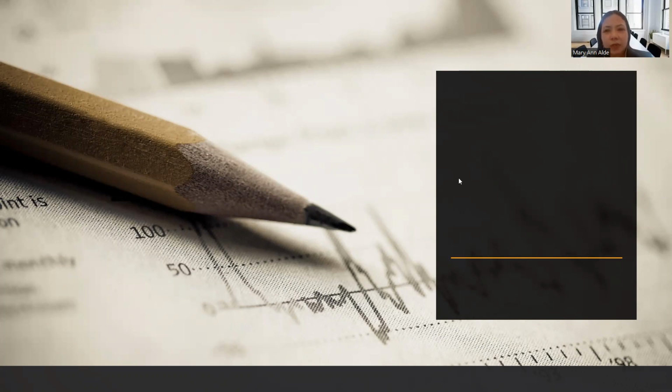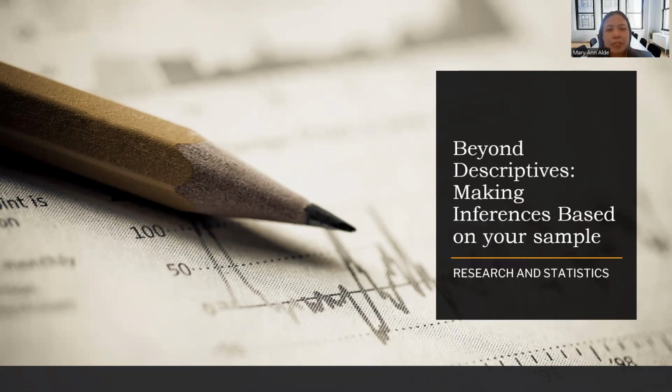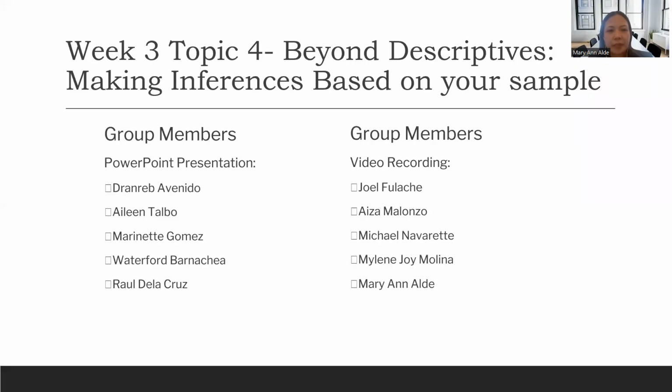To our prof, Mr. Danny Omoso, good afternoon. Our group was assigned to discuss topic number 4, which is inferences, the beyond descriptives, making inferences based on your sample. We divided our group into two.